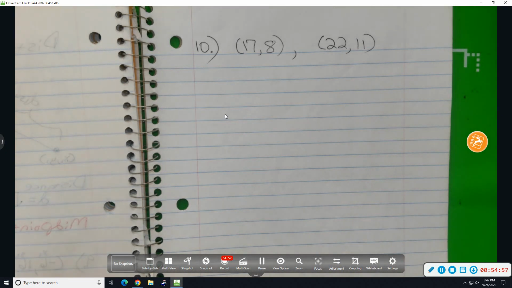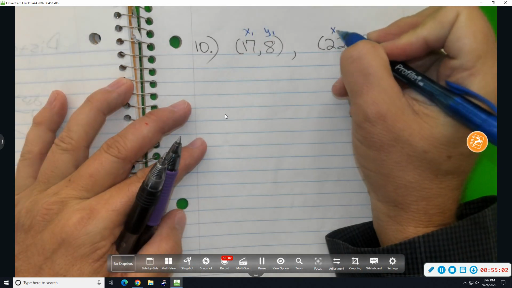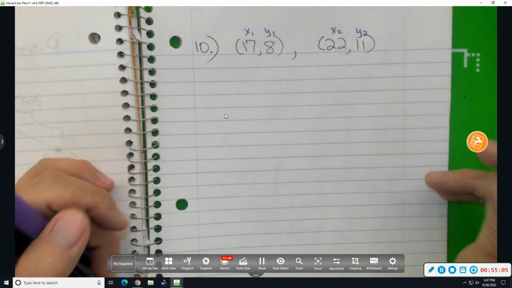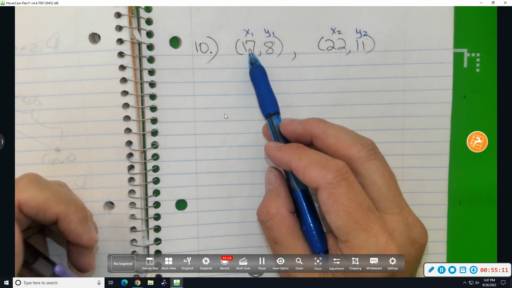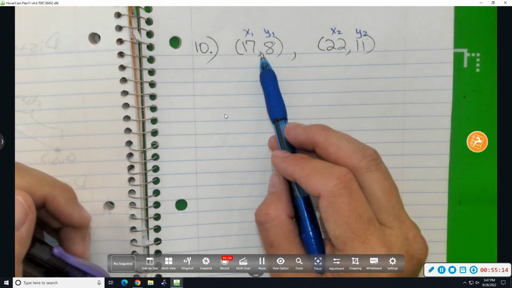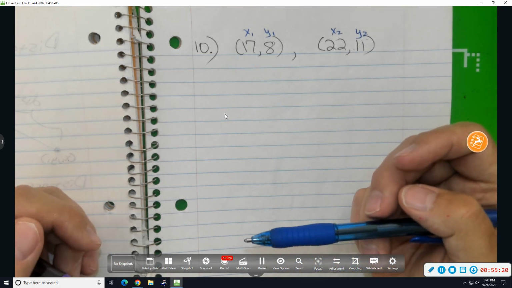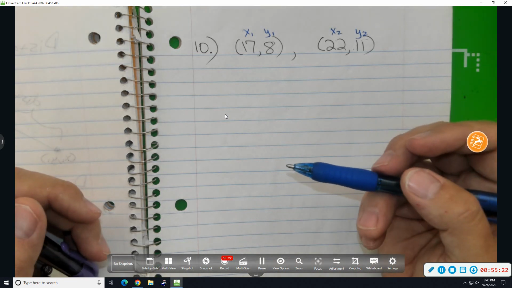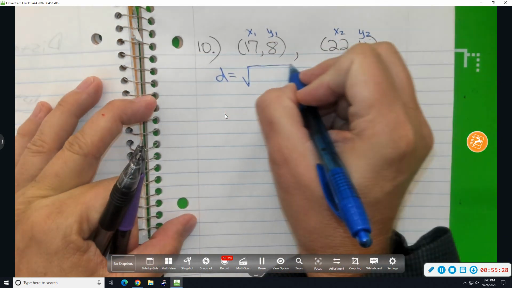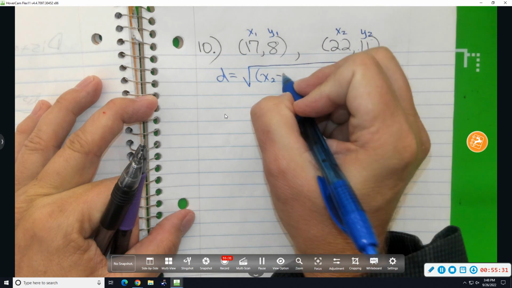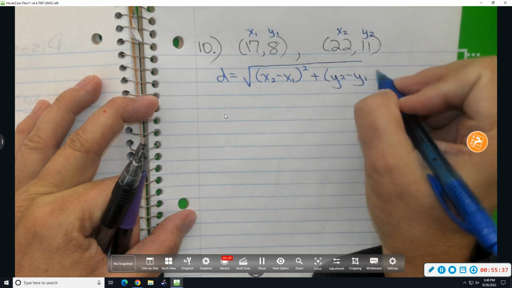I'll label the first point I write down x1, y1. The second, I'll write x2, y2. Although it doesn't matter, you could have labeled this point x1, y1, and this one x2, y2. The distance from point A to point B is the same as the distance from point B to point A, or P and Q, whatever the name of these things. Our distance formula, I'll go ahead and write it down. x2 minus, just so I have something to point at in a moment. I'm rewriting my distance formula.